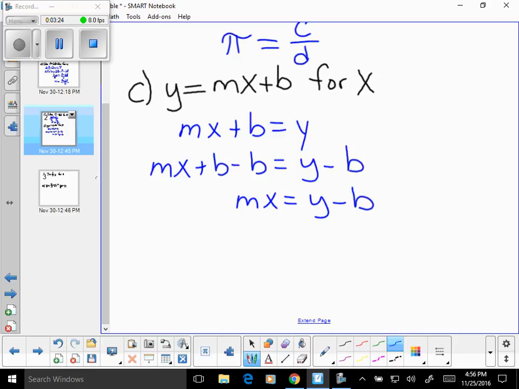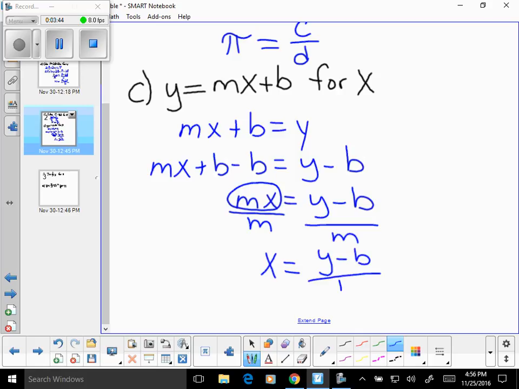Now, I want the x. I don't want m. So I will divide both sides by m. I divide because this right here says m times x, so I need to divide to undo it. Therefore, x is going to be y minus b, divided by m.